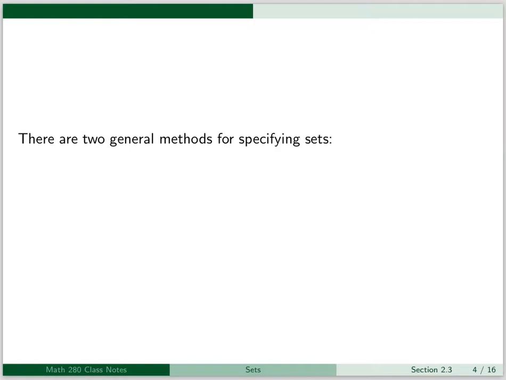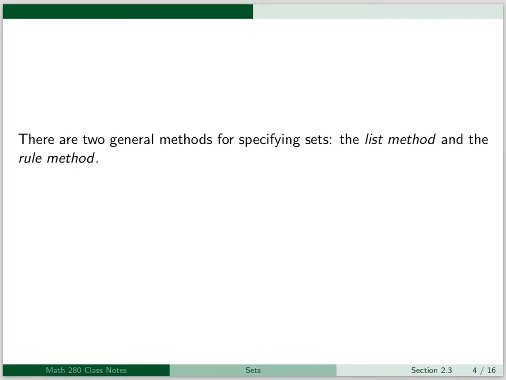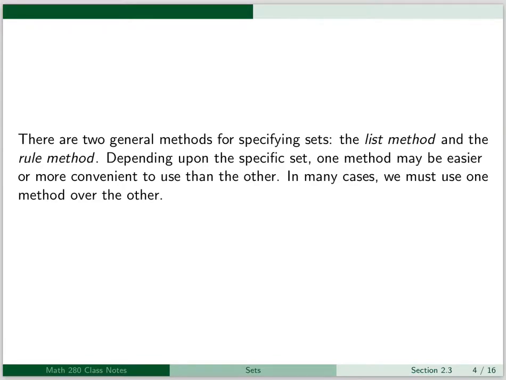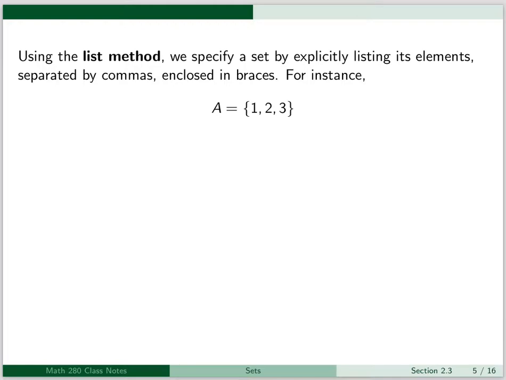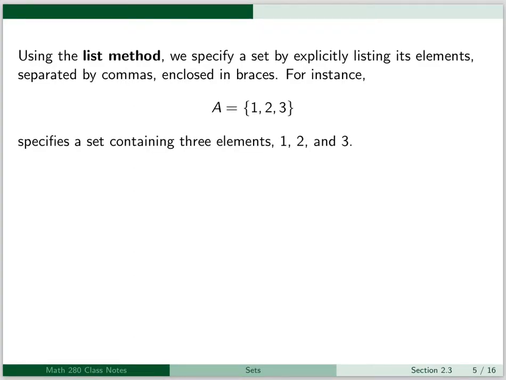There are two general methods for specifying sets: the list method and the rule method. Depending upon the specific set, one method may be easier or more convenient to use than the other. In many cases, we must use one method over the other. Using the list method, we specify a set by explicitly listing its elements, separated by commas, enclosed in braces. For instance, the notation shown, A equals {1, 2, 3}, specifies a set containing three elements, 1, 2, and 3.